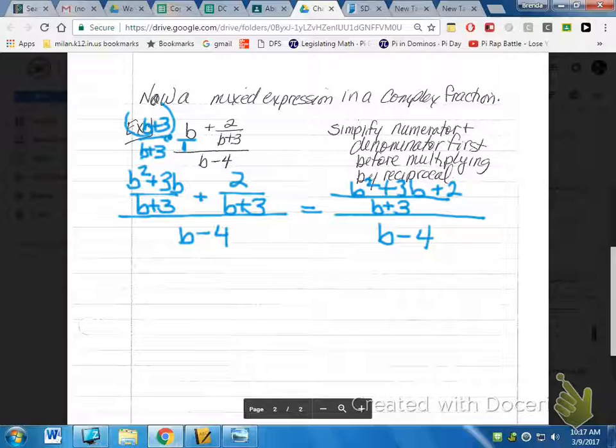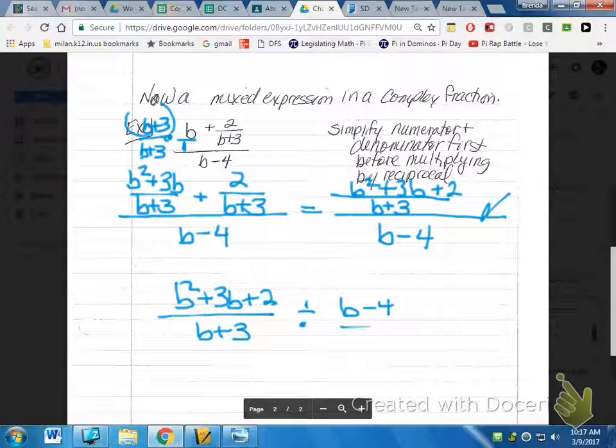Okay, so here's my next thing I'm going to do. I'm now going to take this apart and use that division bar. So here's what it would look like. And I'm going to leave some space above this because I think my top over here can factor. I'm going to write b squared plus 3b plus 2 over b plus 3 divided by b minus 4. By the way, b minus 4, what's it over? A 1.